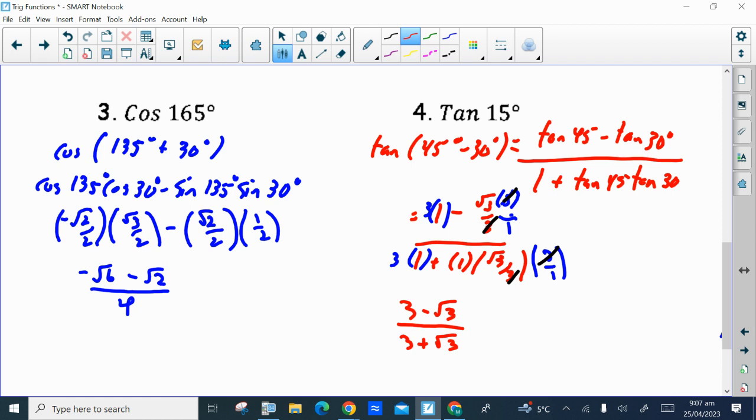Which is the answer, but it's not simplified. Remember, you should never leave answers with radicals in the denominator. You need to rationalize the denominator. And because the denominator is a binomial, we rationalize by multiplying bottom and top by the conjugate of the denominator, which would be the same two terms with the opposite sign in between. So we're going to multiply by 3 minus root 3, a binomial, the conjugate of the denominator.